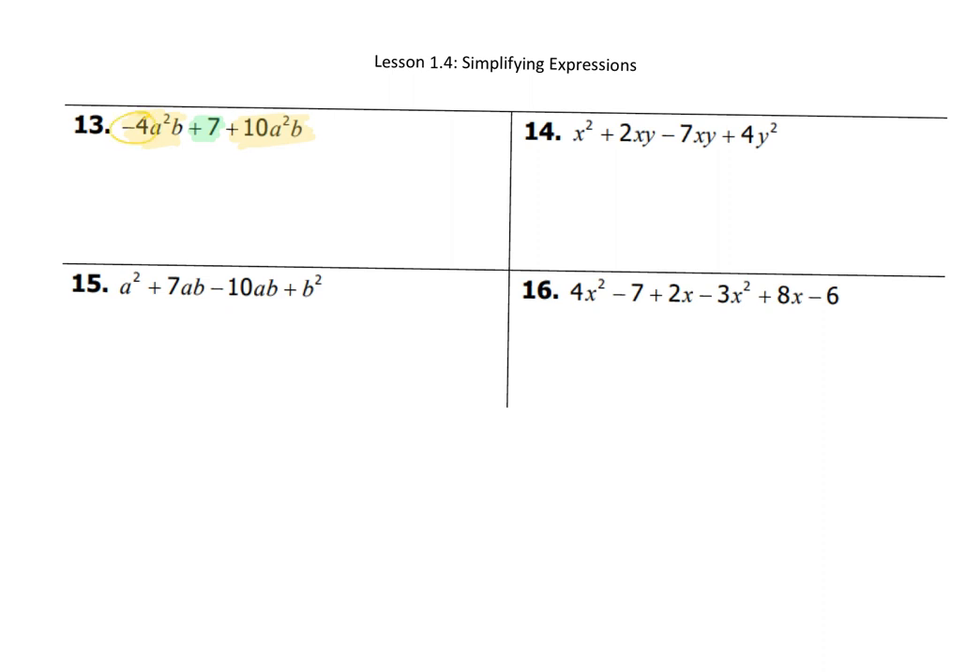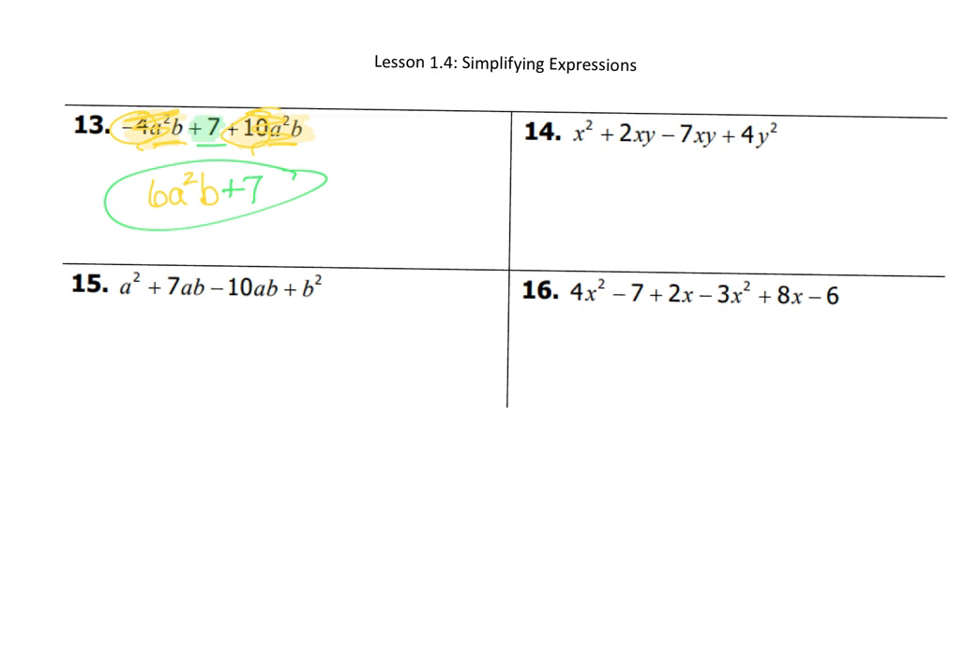So the only things I can put together here for my like terms are their coefficients. Negative 4 and positive 10 make positive 6. And we leave what comes after that the same. No changes to those variables. A squared b. Okay, those have been used. And then I have this plus 7 with nobody to combine with, so we just bring it down and we're done.